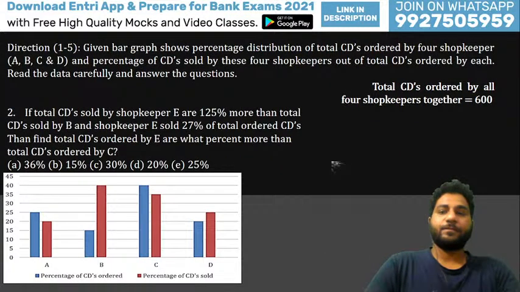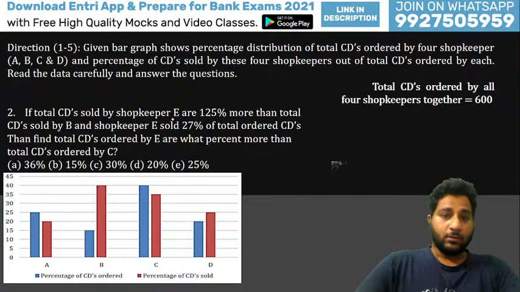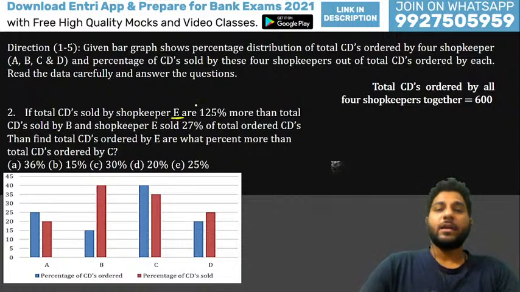Here comes the next question. Look at this. The next question says that if total CDs sold by E shopkeeper, E's data has not been provided, so E must have been compared with some known data like A, B, C or D's data.